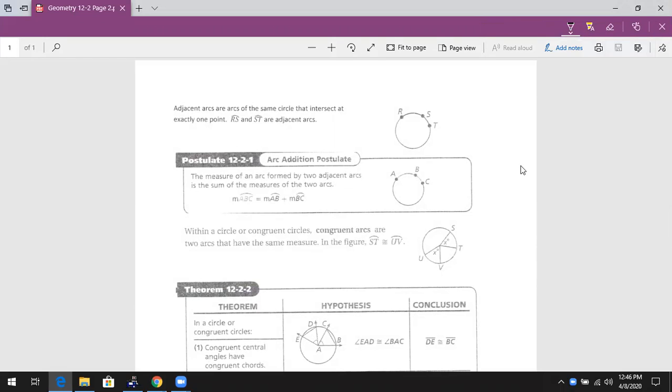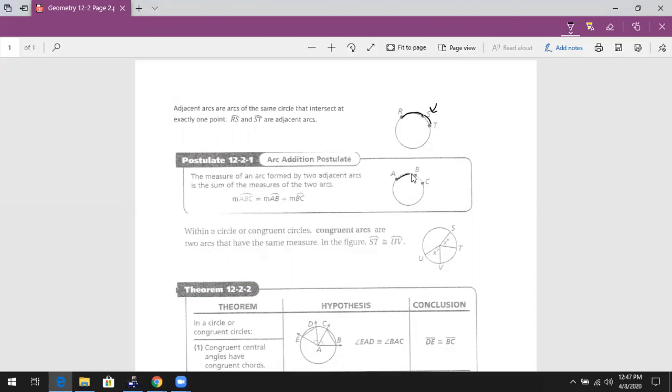All right. Adjacent arcs are arcs of the same circle that intersect at exactly one point. So arc RS and arc ST, since they only have point S in common, are considered adjacent arcs, arcs that are next to each other. Postulate 12.2.1, the arc addition postulate, says the measure of an arc formed by two adjacent arcs is the sum of the measure of the two arcs.